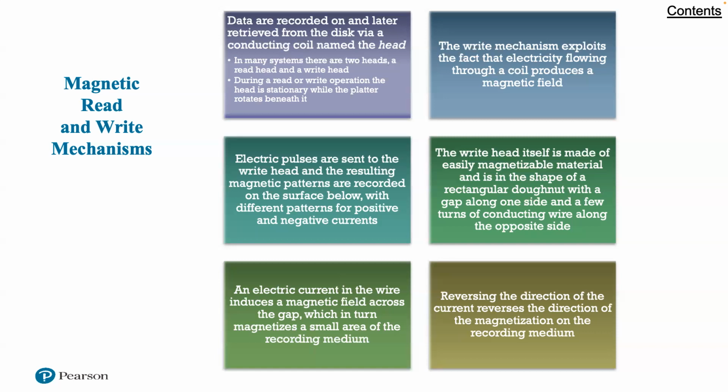Reversing the direction of the current reverses the direction of the magnetization on the recording medium. The traditional read mechanism exploits the fact that a magnetic field moving relative to a coil produces an electric current in the coil. Where the surface of the disc passes under the head, it generates a current of the same polarity as the one already recorded.